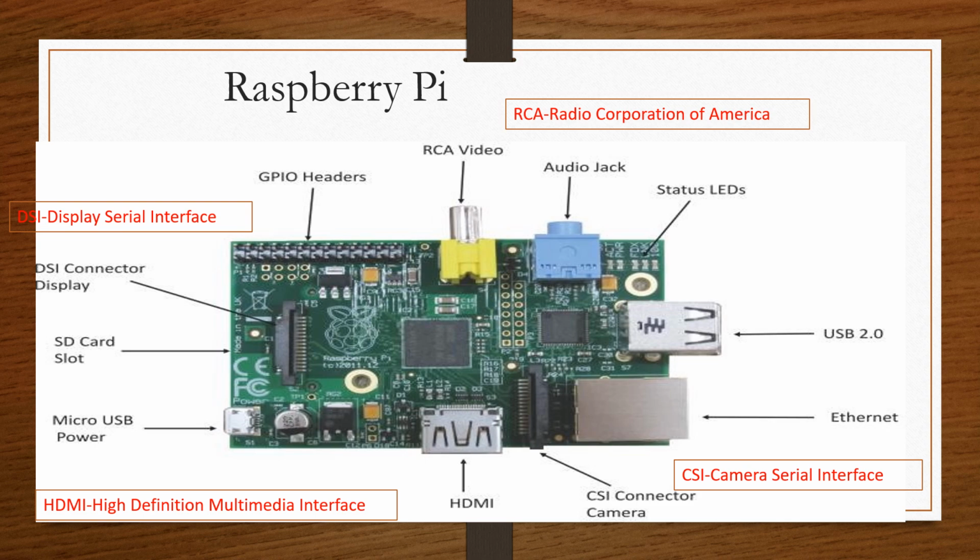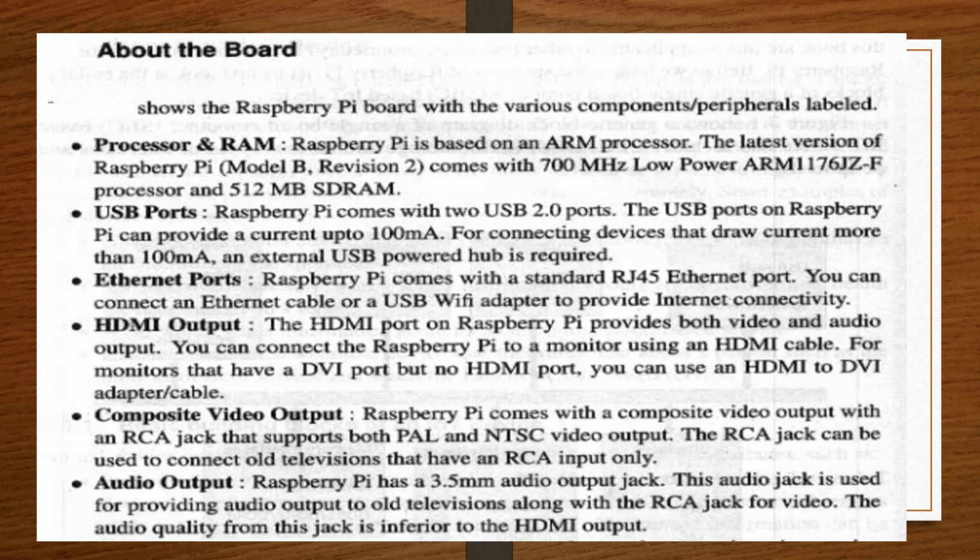This is the functional block hardware representation of the Raspberry Pi. About the Raspberry Pi board, here we have the processor and RAM, based on the ARM processor. USB port: Raspberry Pi comes with two USB ports. The USB ports of Raspberry Pi can provide current output of up to 100 milliamps. Ethernet ports: Raspberry Pi comes with a standard Ethernet port. You can connect Ethernet cables and HDMI output.